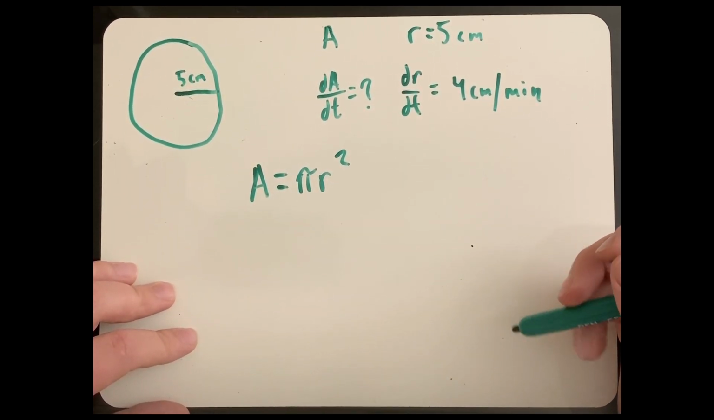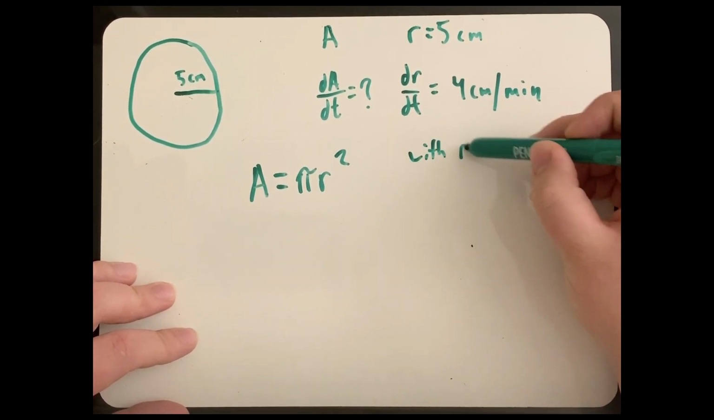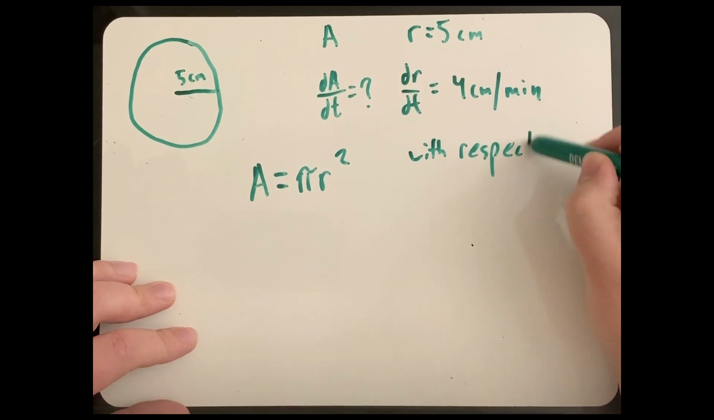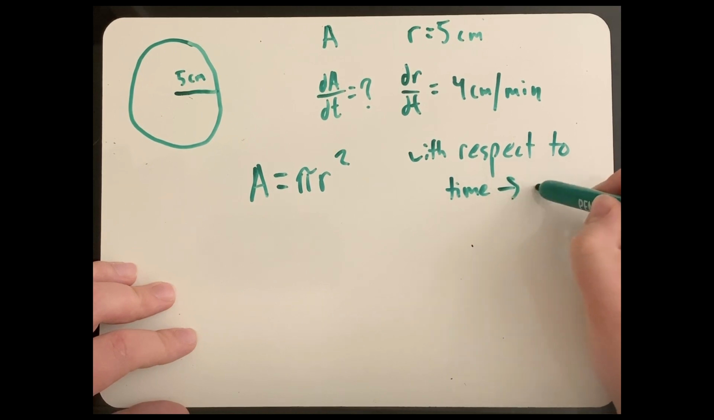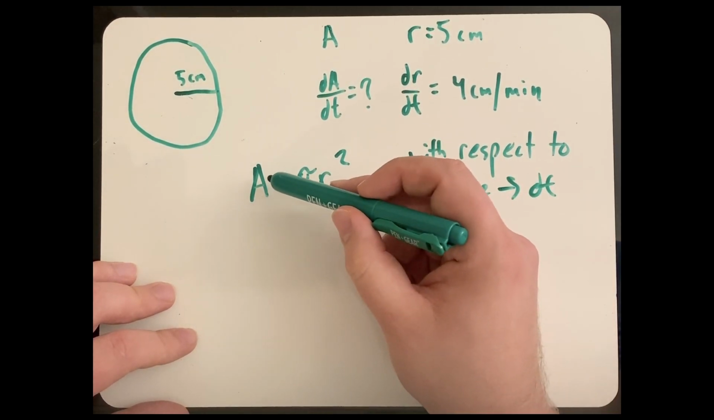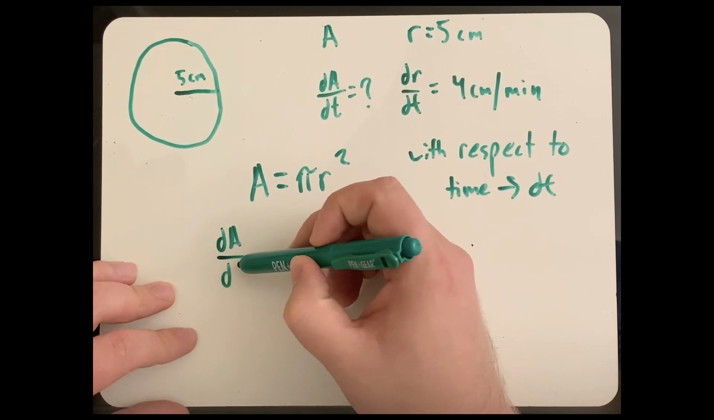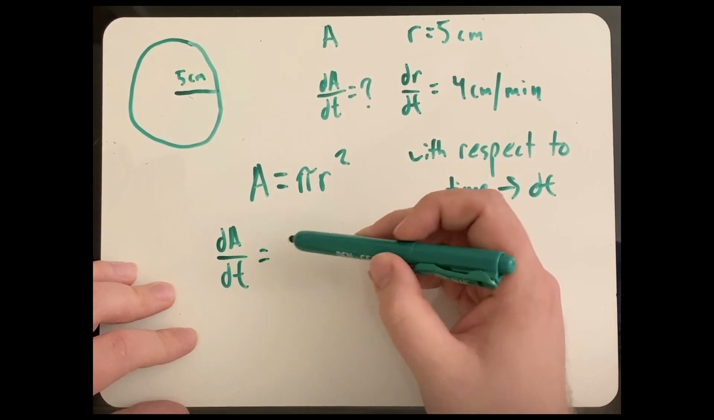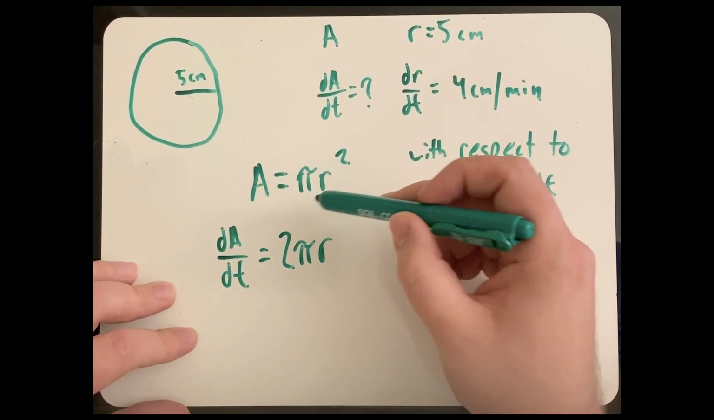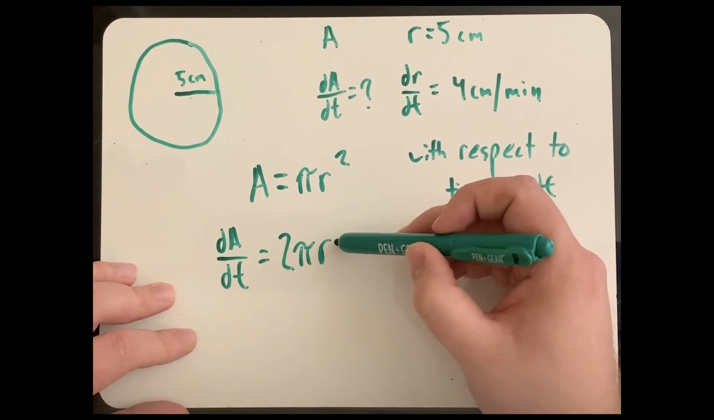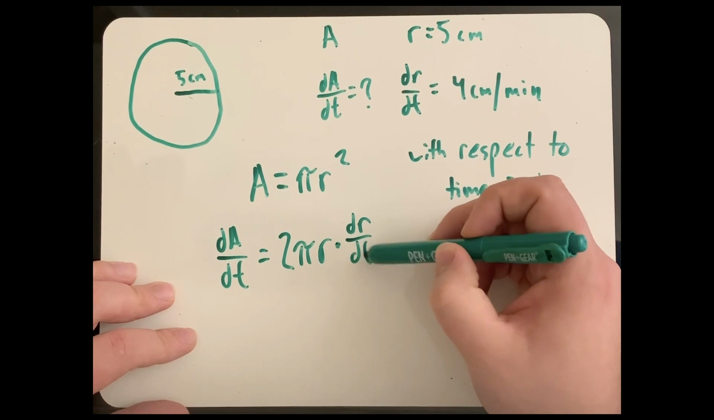Step 4 is to derive implicitly. In this case, it's with respect to time, dt. So our derivative of A is going to be dA over dt, and that is equal to 2 pi r. The 2 comes down for the power rule. That goes to 1, and all of that times our dr over dt.